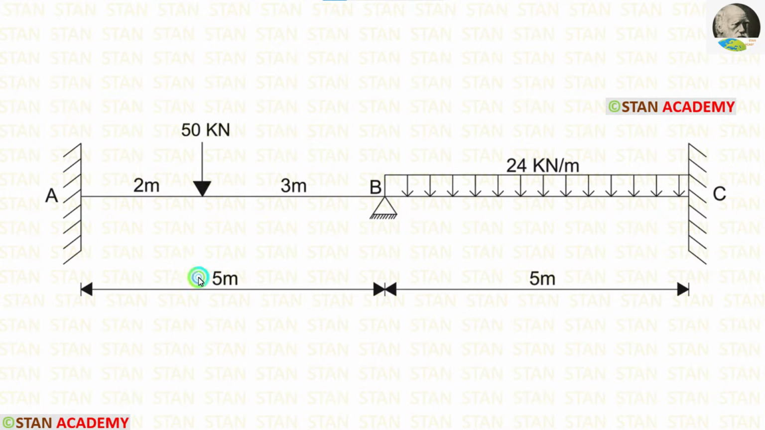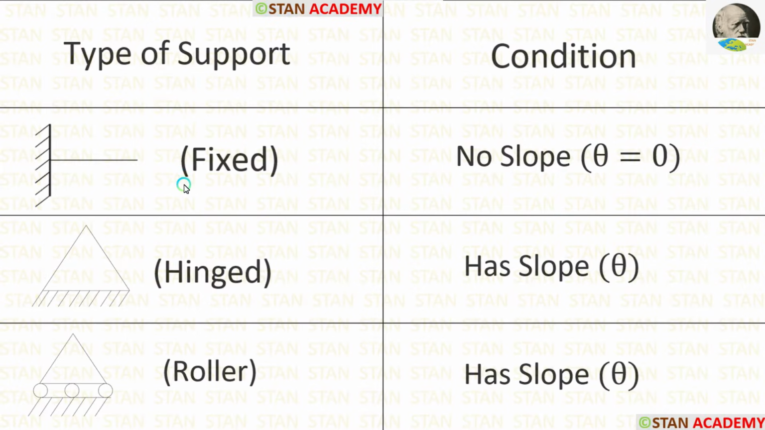Span AB is 5 meter long. Span BC is also 5 meter long. In the slope deflection method, we have to check the number of supports in which slope can occur. Let's see the conditions. In the fixed support, there will be no slope. In the hinged support, there will be slope. In the roller support also, there will be slope.